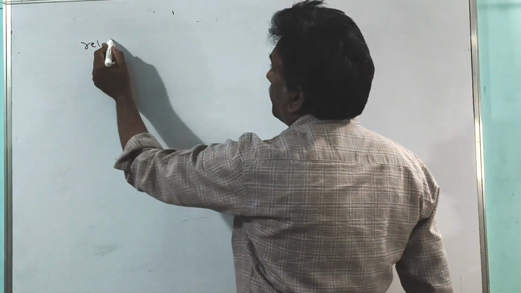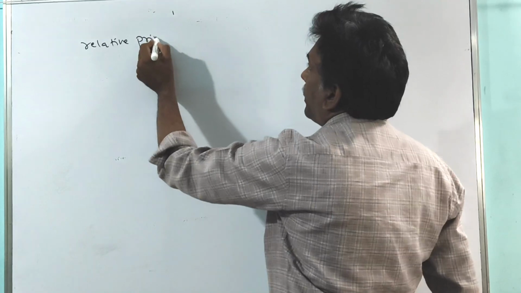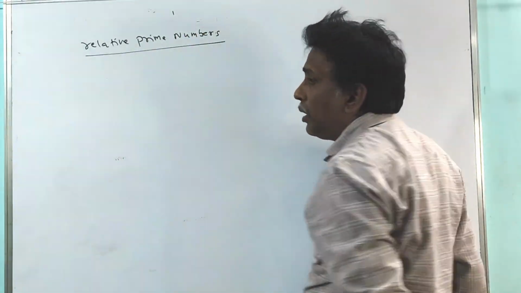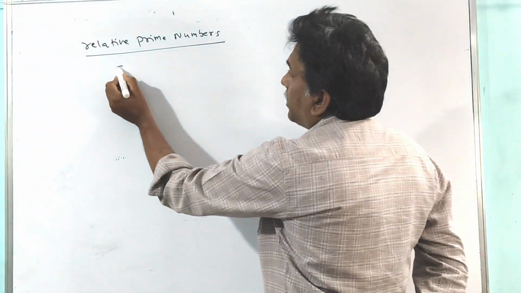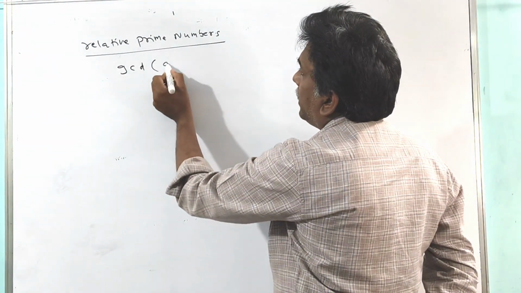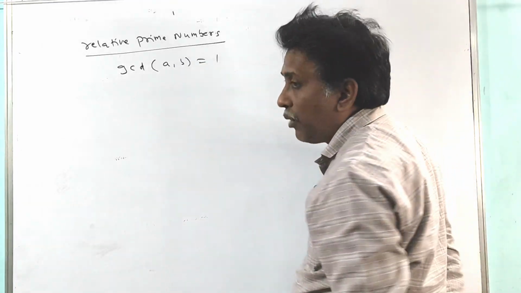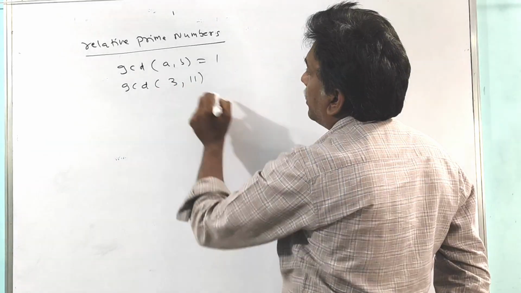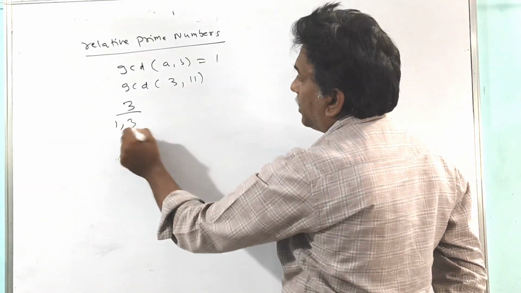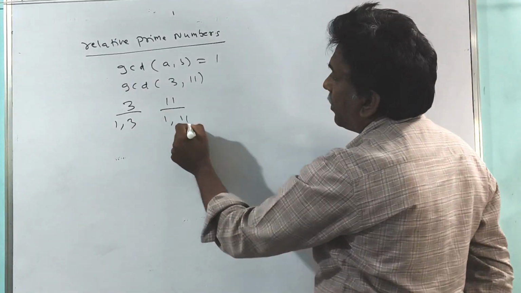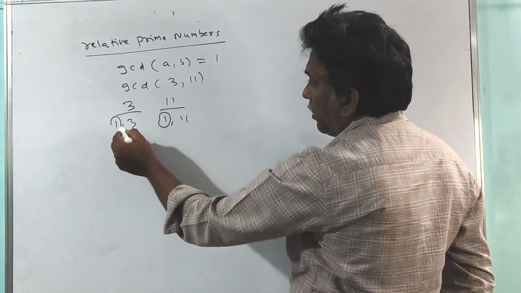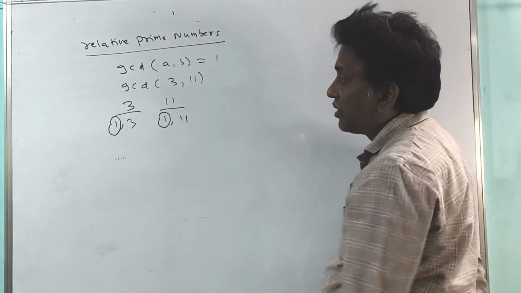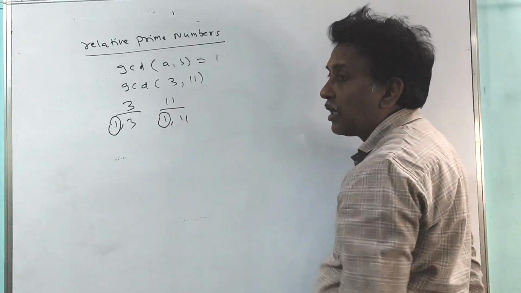Next one is relative prime numbers. This is very simple to understand. Relative prime numbers means if you find GCD(A, B) and you get only one. Let us consider GCD(3, 11). For 3 we have factors 1, 3. For 11 we have factors 1, 11. Only one factor is common, that is 1. All the remaining factors are different, but only one is the common factor.